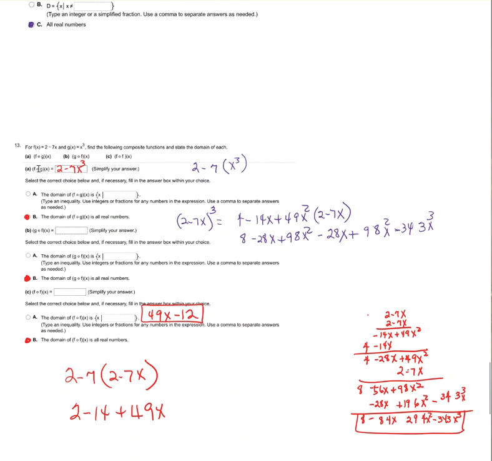Okay, so for 13, we've got f of x is 2 minus 7x. G of x is x cubed. If we want to do f of g, that means x cubed is going in for this x here. So we have 2 minus 7x cubed. That's all real numbers. For b, g of f, that means this f part, 2 minus 7x, is going in here. So 2 minus 7x cubed.